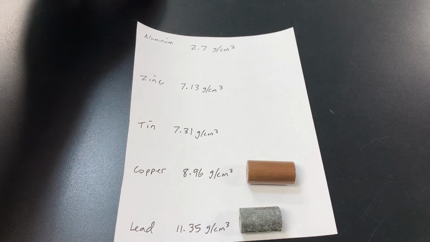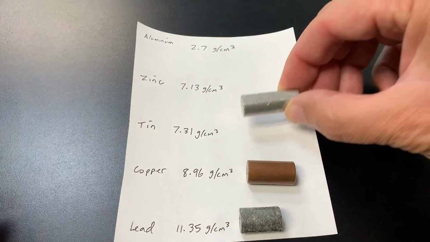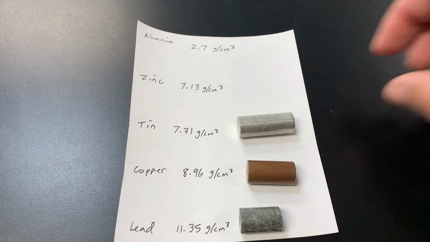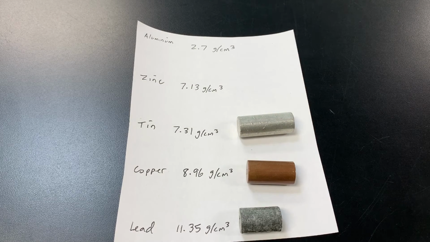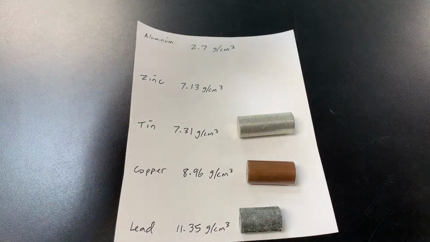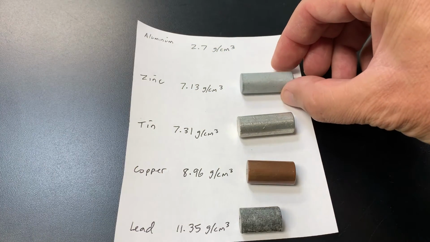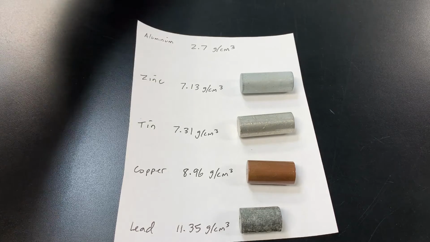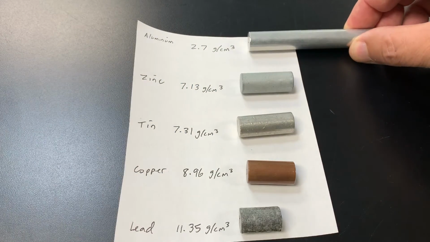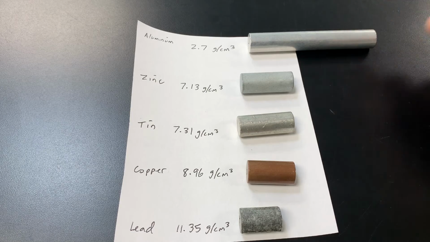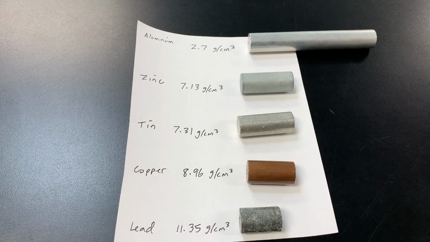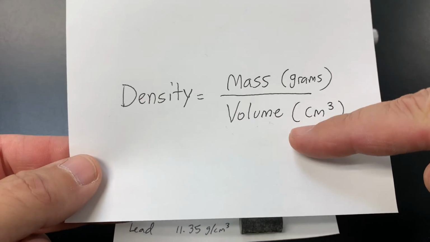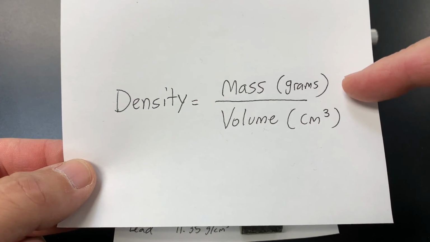Now going lighter still, we have tin, like in a tin can. This has a density of 7.31 grams per cubic centimeter. Going lighter still, we have zinc. Zinc is 7.13 grams per cubic centimeter. And the lightest of these metals is aluminum with a density of 2.7 grams per cubic centimeter. So therefore, the densities are all different, and it's simply because the volumes of them were different, but the masses were all the same.